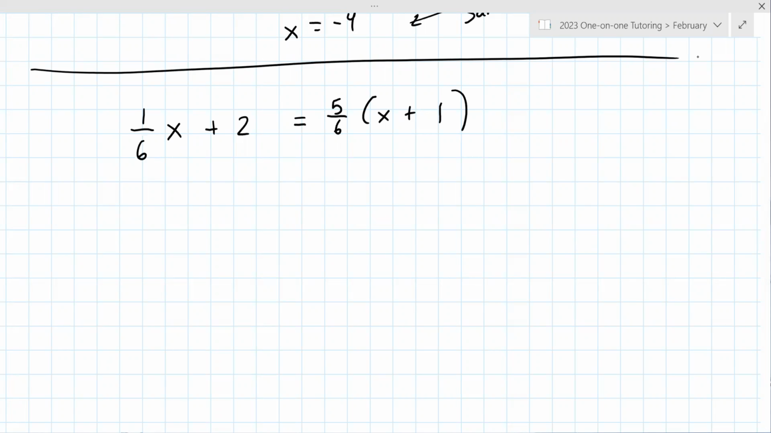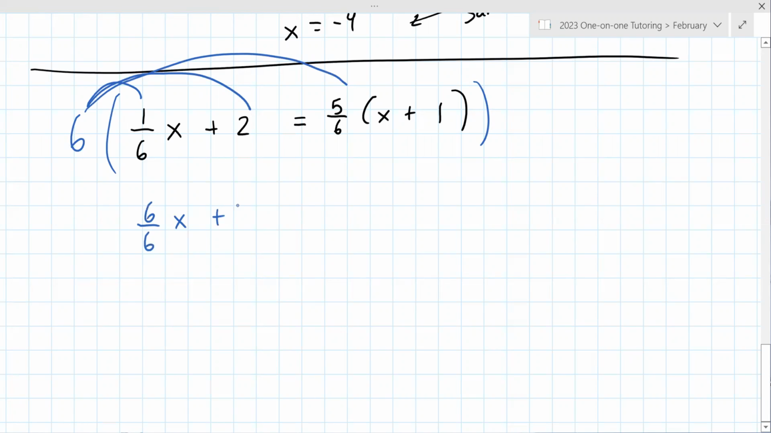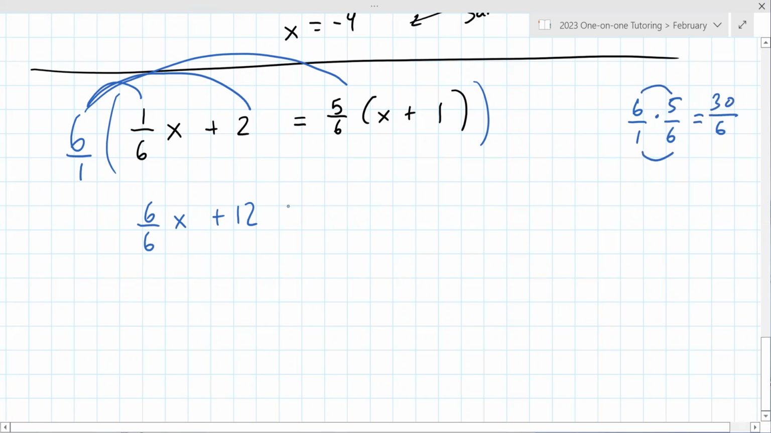What do you multiply everything by? Here, I'm just writing this down really quick. Okay, sorry. No, you're good. 6. Yes, 6. So you get 6/6 x plus 12 equals. When you multiply the 6, you just multiply the top of the 5/6, right? 6 is really 6/1. So you multiply 6/1 times 5/6. It's top times top, bottom times bottom. 30 and 6. And then x plus 1.